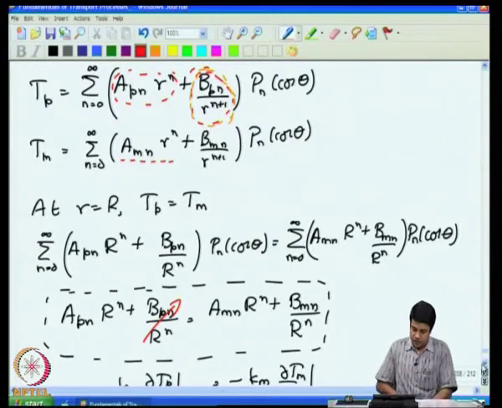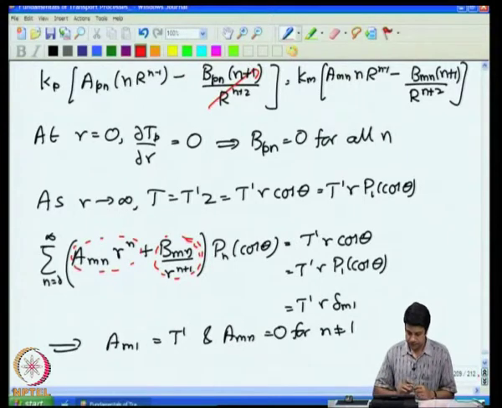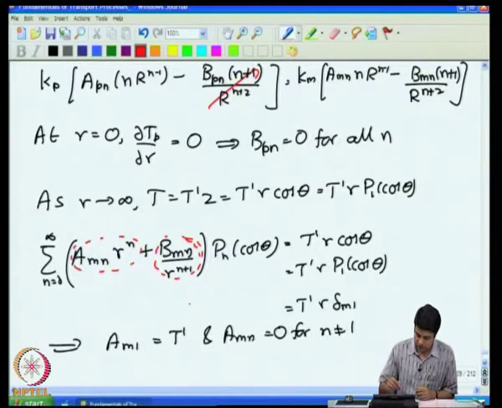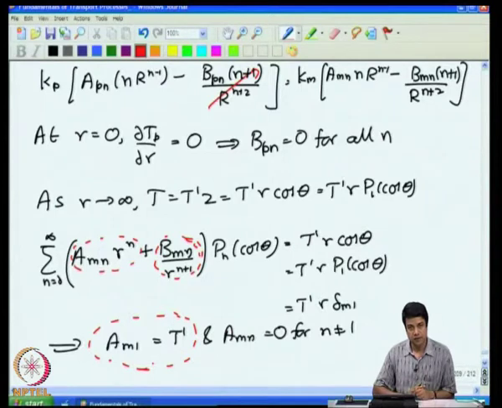Then we enforce the boundary conditions at the two surfaces, used orthogonality and found that a m 1 is equal to T prime and a m n is equal to 0 for all n not equal to 1. Because I have this inhomogeneous forcing with n equal to 1, my solution also consists only of Legendre polynomials with n equal to 1. It does not consist of Legendre polynomials with n equal to 2, 3, etc.